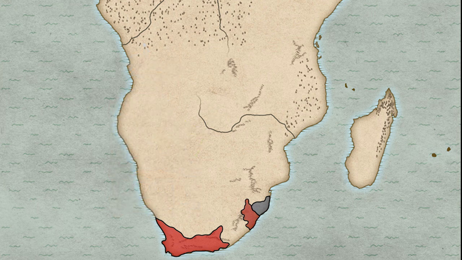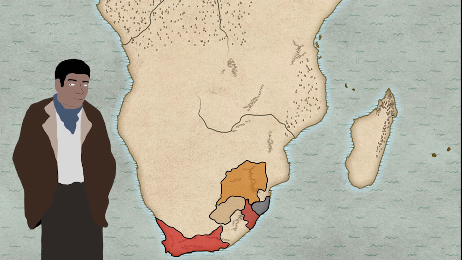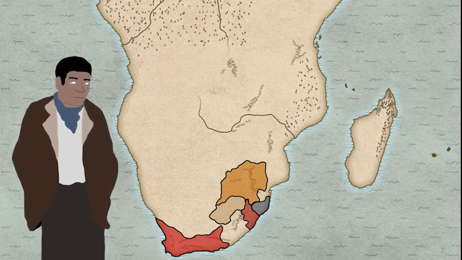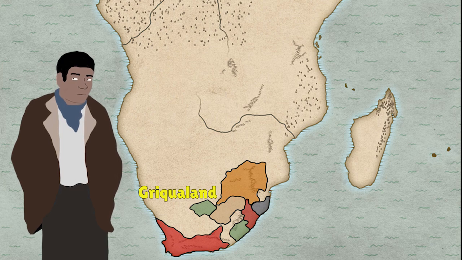So other Boer republics were established, like at Klip River, before, in the 1850s, the Orange Free State and Transvaal were established. But the Boers weren't the only people establishing new republics, as there was also the Griqua, a group of mixed-race people who set up their own republics, like Griqualand East and West in the 1860s, centered around mining areas.